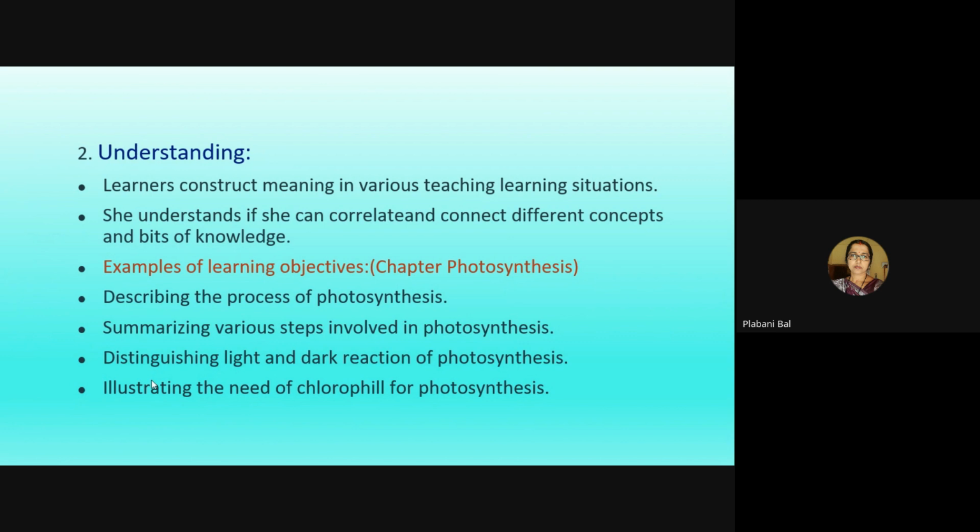So examples of how to write: chapter photosynthesis, describing the process of photosynthesis. If the learner is able to describe the process of photosynthesis, then it can be said that this is the understanding objective. Summarizing various steps involved in photosynthesis. Distinguishing light and dark reaction of photosynthesis. Illustrating the need of chlorophyll for photosynthesis. So all these types of action verbs, when used to write the objective, that is your understanding objective.